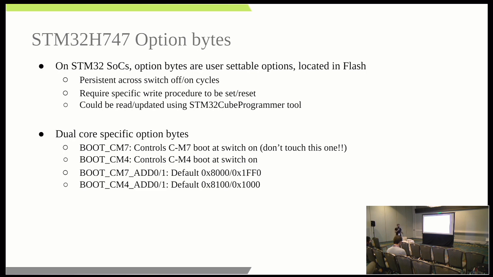The option bytes that are specific to dual core are these four option bytes. One controls the boot of the CM7 core at switch on, the same for the CM4, the boot of the CM4 core, and the address on which we expect the binary for each core.